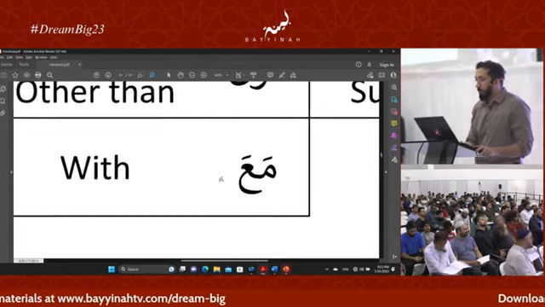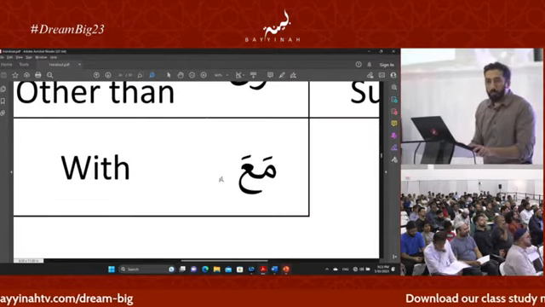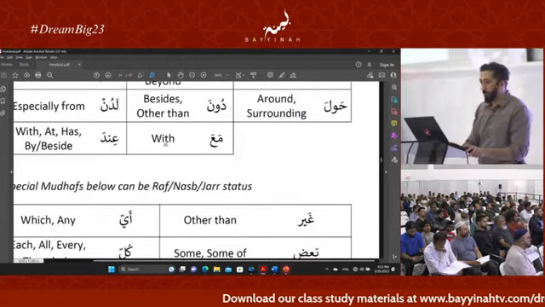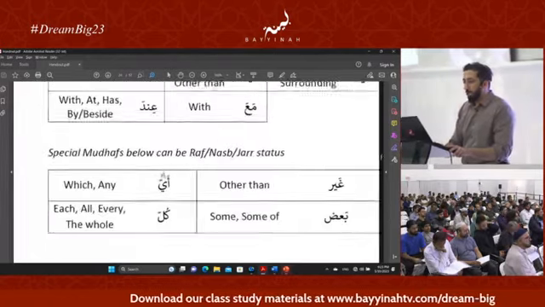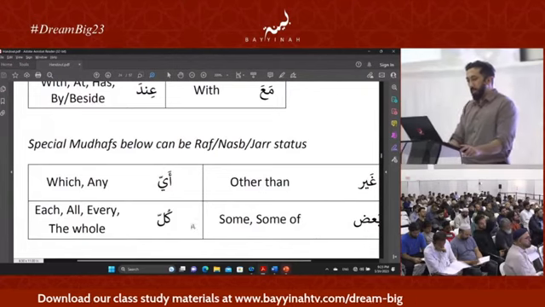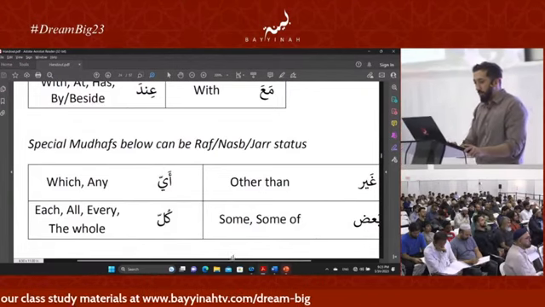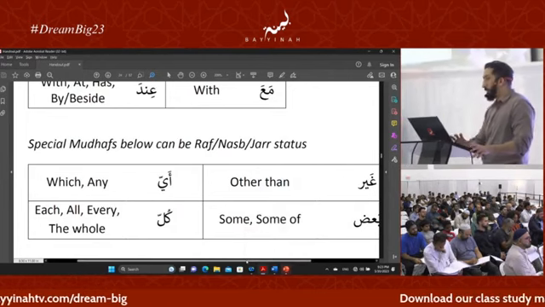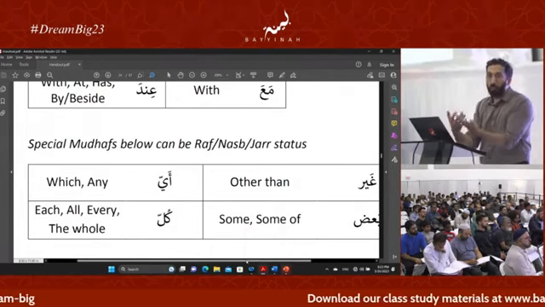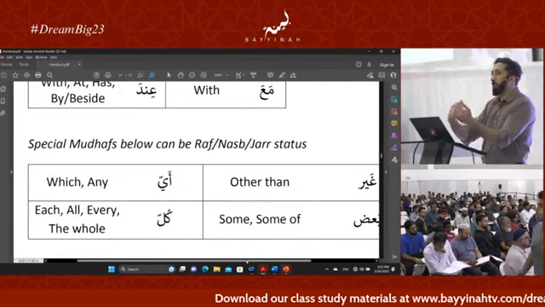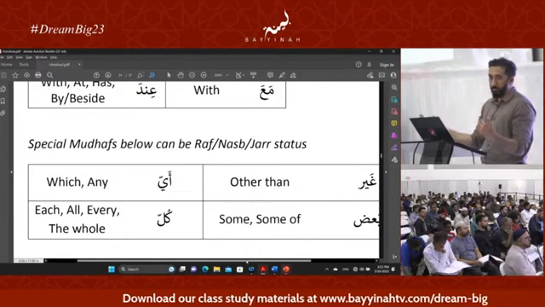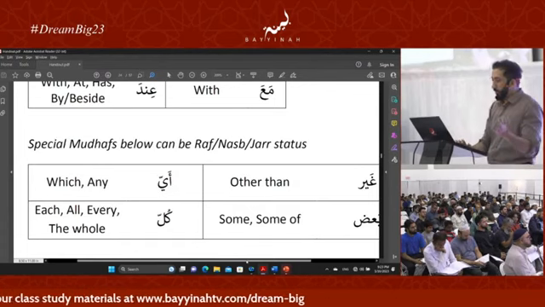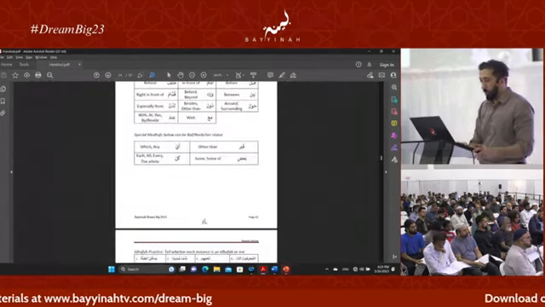Okay, so ma'a means with. So ma'al masjidi means what? With the masjid. These are all special mudafs. And there's some more. Ay, which means any, and kul, which means every, and ghayr and ba'd. So this is interesting vocabulary. If you learn this vocabulary, it'll probably happen on every page or every other page of the Quran. So this is very commonly occurring vocabulary. But the pronouns are going to happen practically all the time.